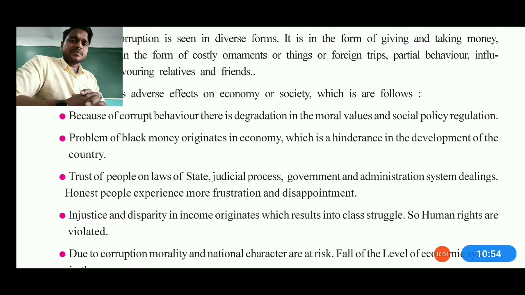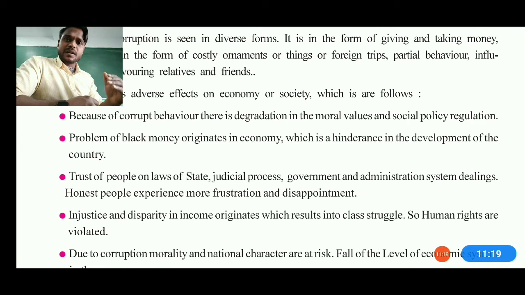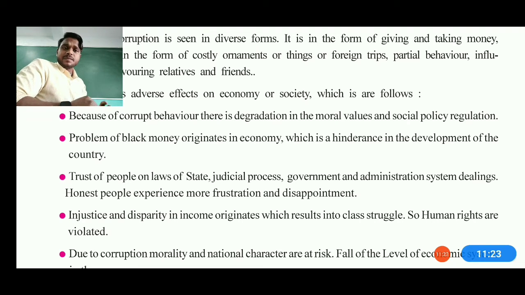Apart from that, we can say the trust of the people in the law of the state, the judicial process, and the government administration system, dealing with honest people, experiences more and more frustration and disappointment too. It means that a person who is living a very genuine, simple, honest life is feeling unsatisfied, because he is not taking corruption, and other people are taking corruption and raising their standard of living, with foreign trips, huge cars, vehicles, bungalows and all.